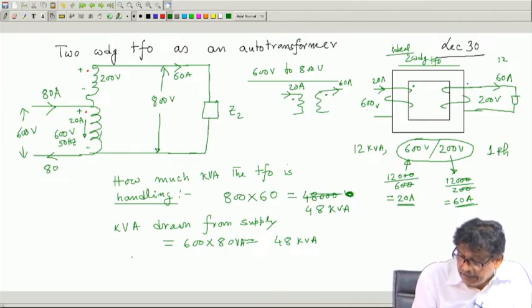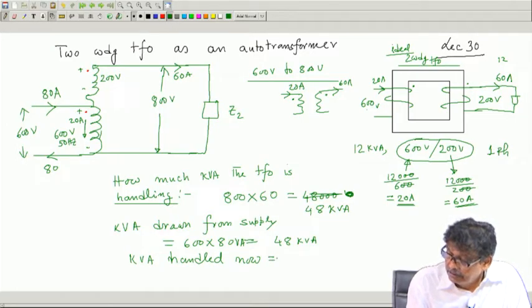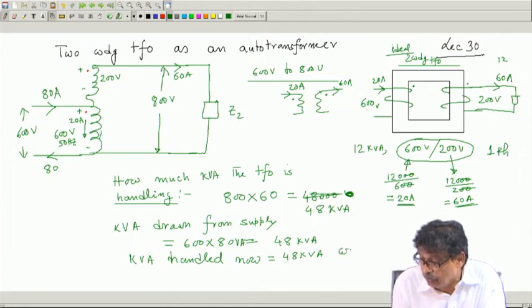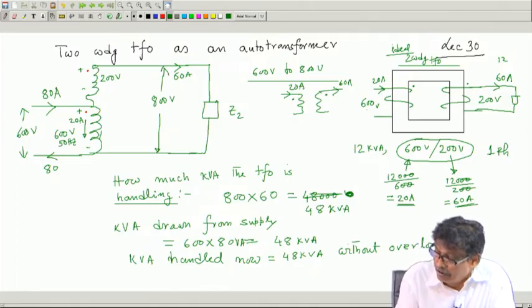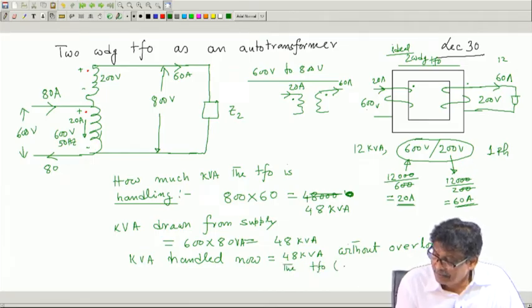So, the kVA handled now is 48 kVA, and I must write along with it without overloading the transformer, without overloading the windings or the transformer, or its windings, its coils.